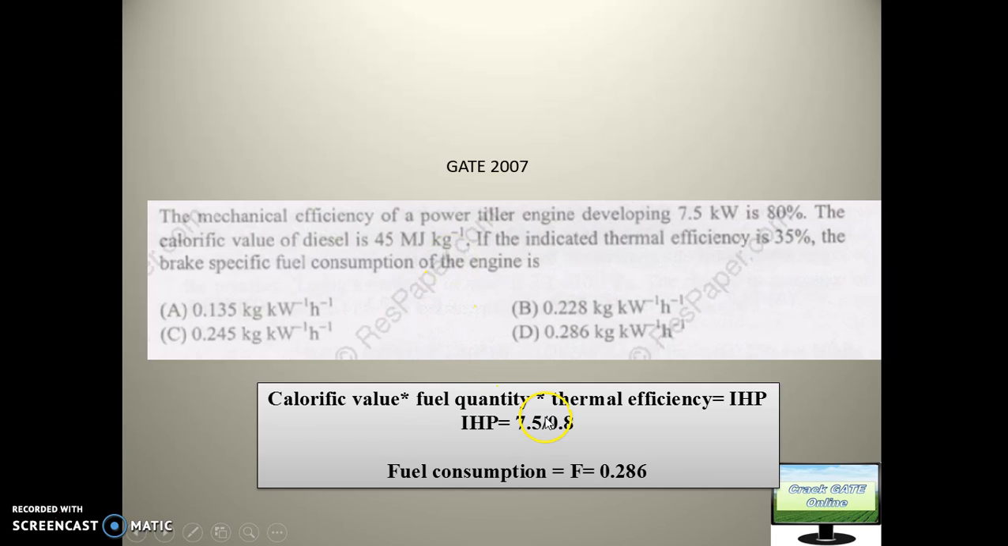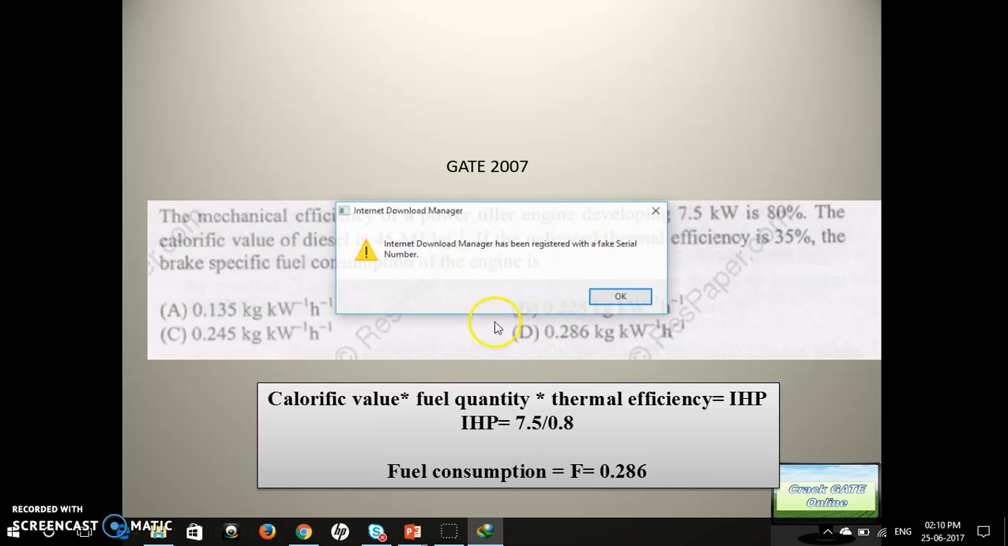When you calculate F from there, your fuel consumption will come. So F will be 45 into 0.35 into 0.8 upon 7.5. After calculating this, the value that will come will be 0.286 kg per kilowatt per hour. So this is the specific fuel consumption of the engine, which value is 0.28 kg per kilowatt per hour. So answer will be D.